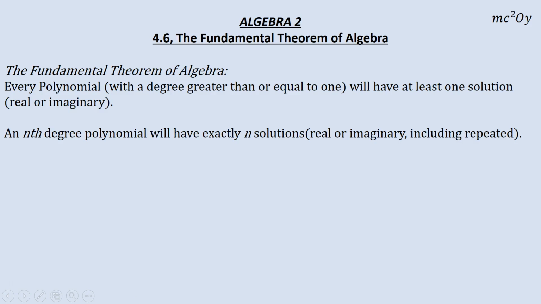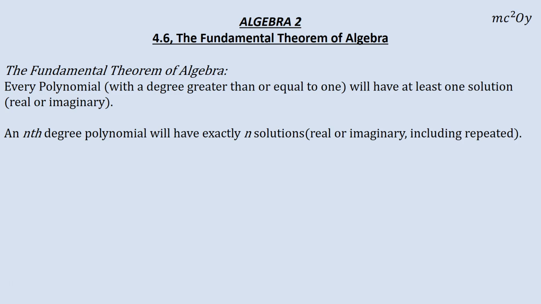All right, we're going to go ahead and talk about the fundamental theorem of algebra. I've summarized it into my words here. Every polynomial with a degree greater than or equal to 1 will have at least one solution, and that solution could be real or imaginary. And another piece to that: an nth degree polynomial will have exactly n solutions, and those solutions could include repeated solutions, and they could be real or imaginary.